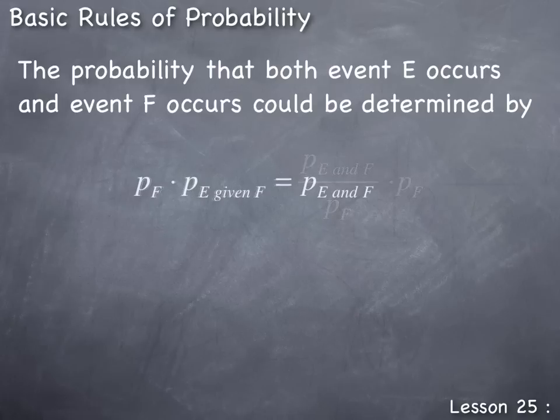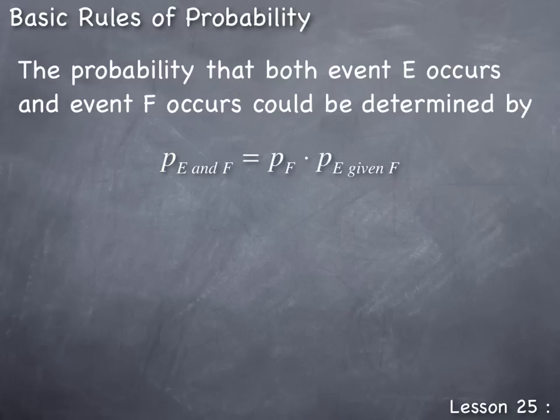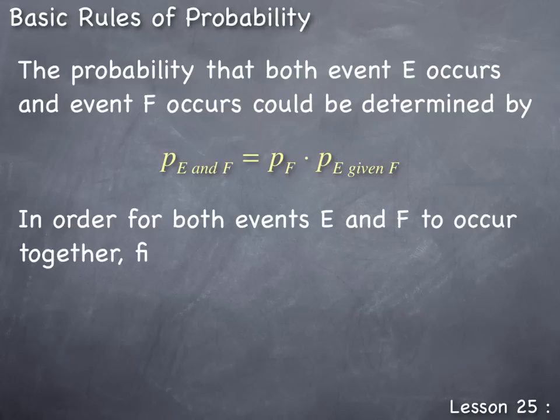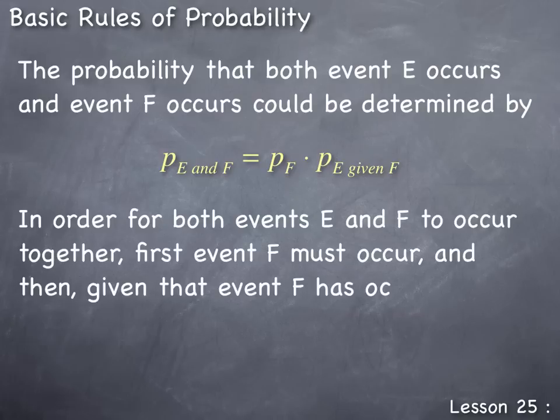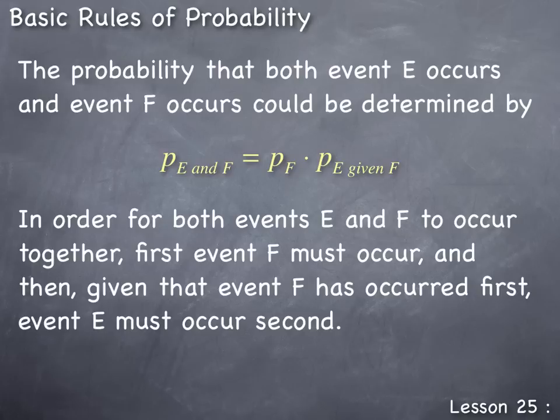So we're just left with the probability of E and F occurring is equal to the probability of F times the probability of E given F. Rewriting this rule in this form, we find that the probability that both E and F occur together is equal to the probability of F times the probability of E given F. In order for both events E and F to occur together, first event F must occur, and then, given that event F has occurred first, event E must occur second. Thus, to get the AND probability, we end up multiplying these particular probabilities together.